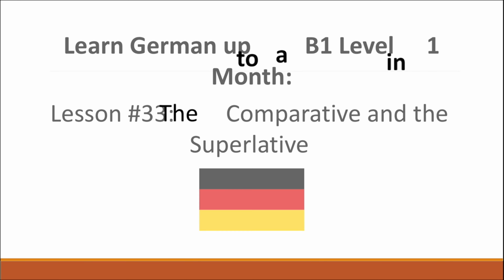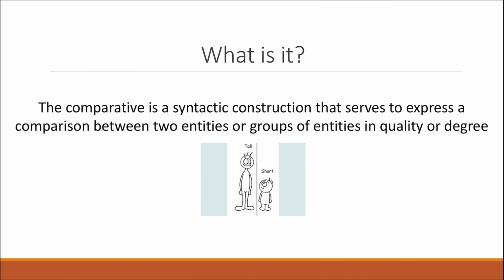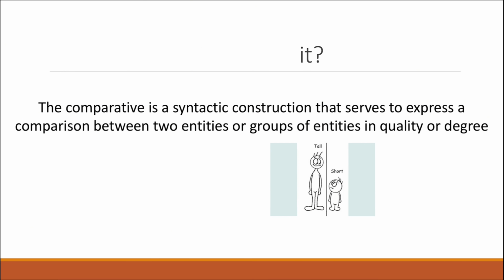So this simply means that if we have two boys, for example, and the boy on the left side is taller than the one on the right side, then we're kind of building a comparative. We are comparing the two qualities of these two boys, in this case, their height, and we're simply expressing that the left one is taller than the right one. And by saying is taller than, we're practically making the comparative, we're building it.